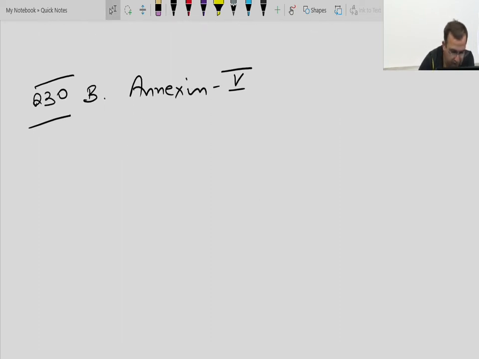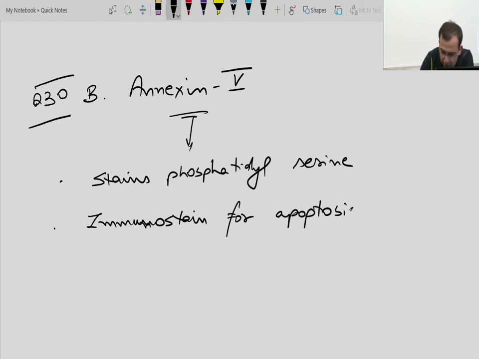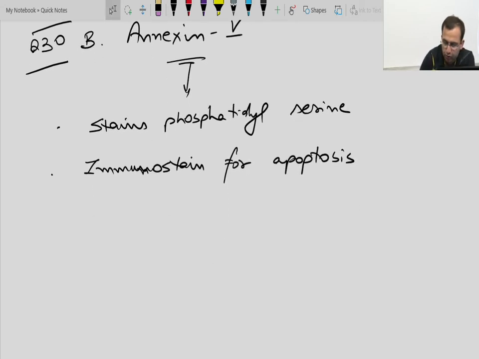What do we mean by this? Annexin 5 stains phosphatidylserine, which is present on the outer side of the membrane. So this is an immunostain for apoptosis, annexin 5. Next point, what do we mean by stains phosphatidylserine?